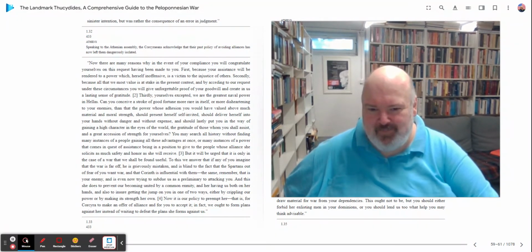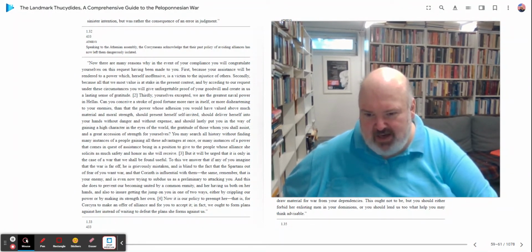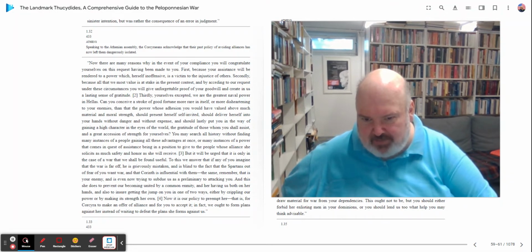And this she does to us, to prevent our becoming united in a common enmity, and to have us both on her hands. In other words, she also wants to get the jump on you in one of two ways, either by crippling our power or by making its strength her own. Now it is our policy to preempt her.